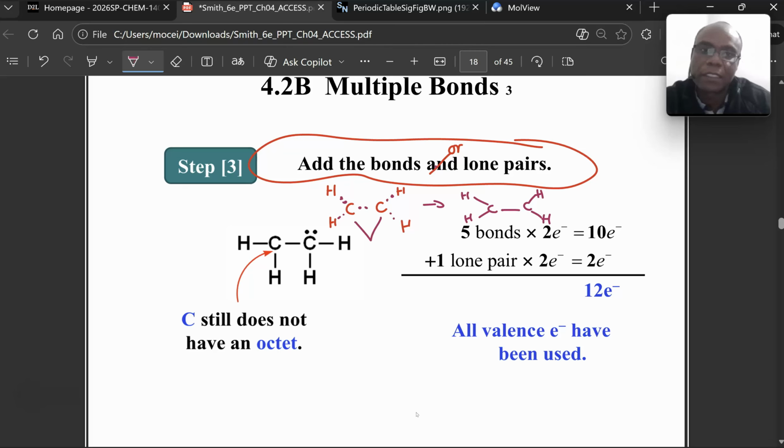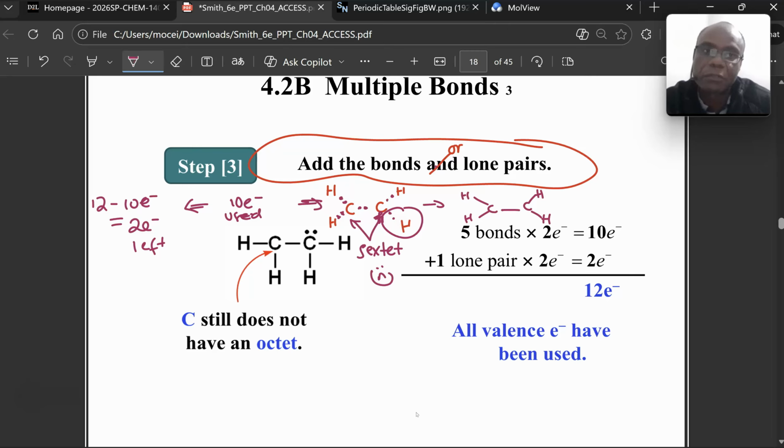Now you can tell that these 2 carbons are not happy. Hydrogens are happy. We said by rule hydrogen is okay with 2 electrons like that. But these carbons right here are surrounded by 6 dots: 1, 2, 3, 4, 5, 6. They are not happy. Now if you count the number of electrons we've used in here, 1, 2, 3, 4, 5 pairs, we've used 10 electrons. So how many remaining? 12 minus 10 electrons will be 2 electrons left.